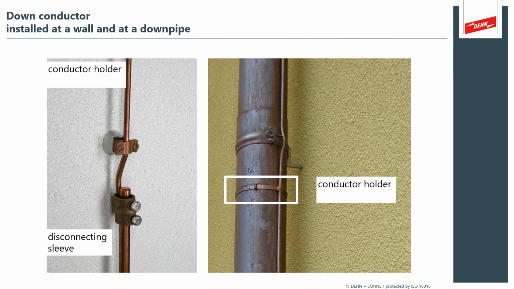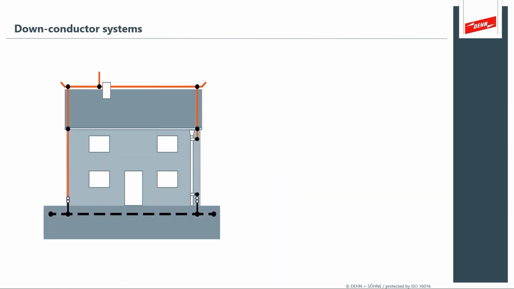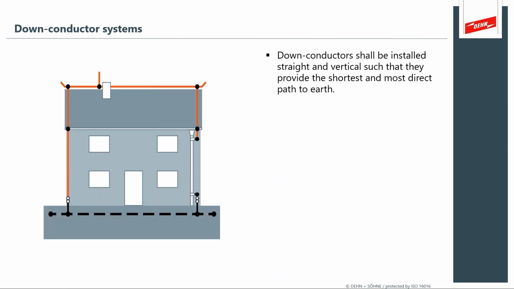But we really want to talk about that down conductor system. So it shall be installed straight and vertical. You're trying not to do loops. You're trying not to do big S curves. You're trying not to go back up the side of a building. It's really important to understand that lightning wants to get to Earth. And if you have curves and all sorts of weird configurations, it's probably going to cause side flash in itself.